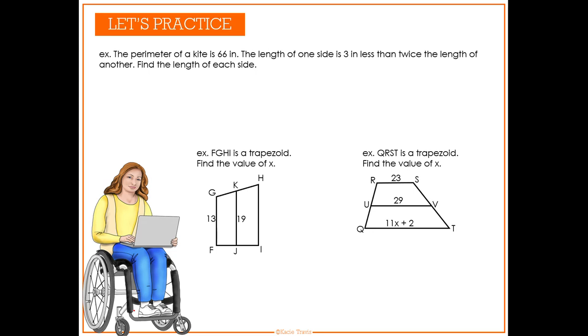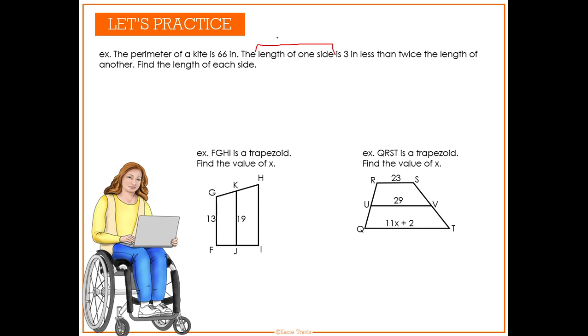We got some challenging questions. First thing they tell us, the perimeter of a kite is 66 inches. One length is going to be 3 less than twice the length of another. So, that sounds like a lot. One length is equal to 2 times the other length, minus 3. So, do we know what one length is?